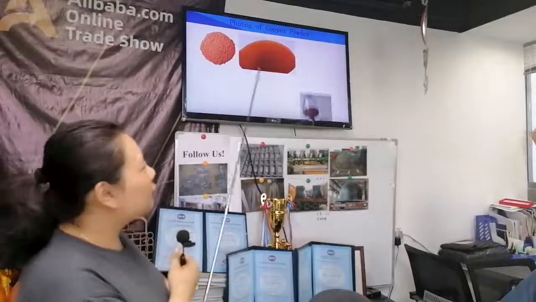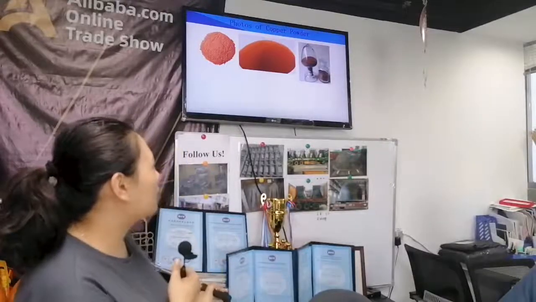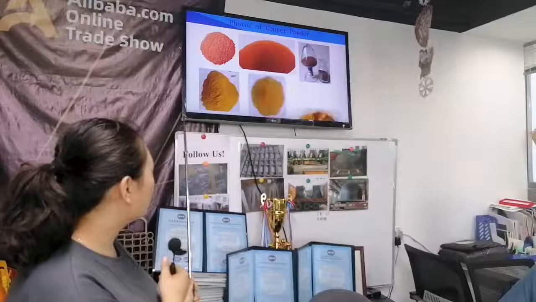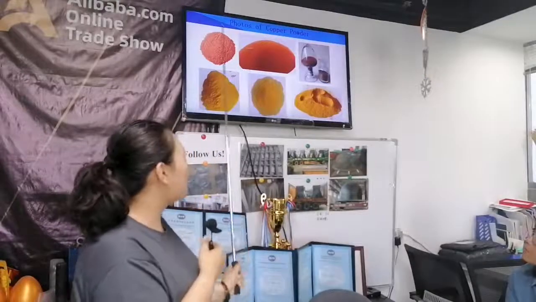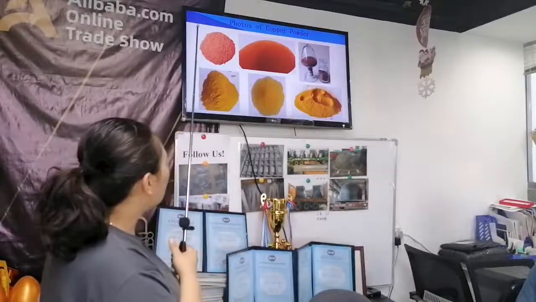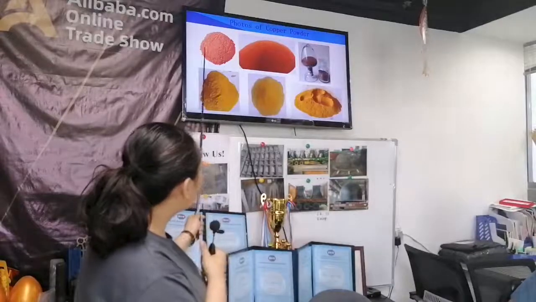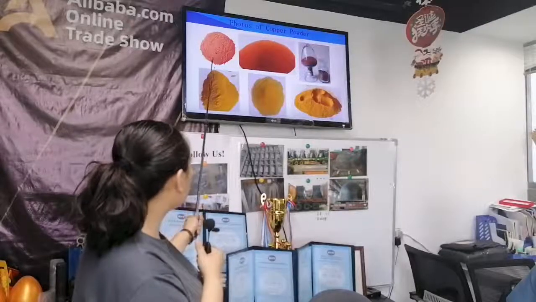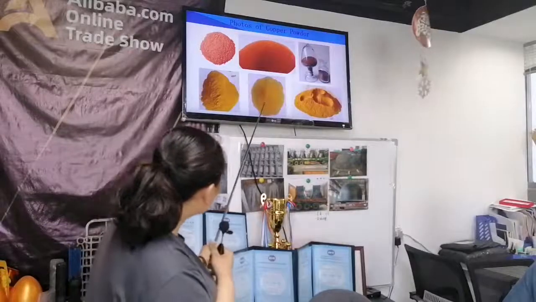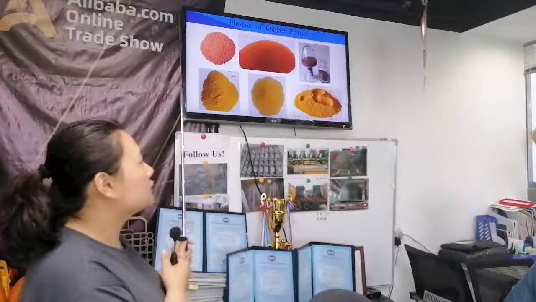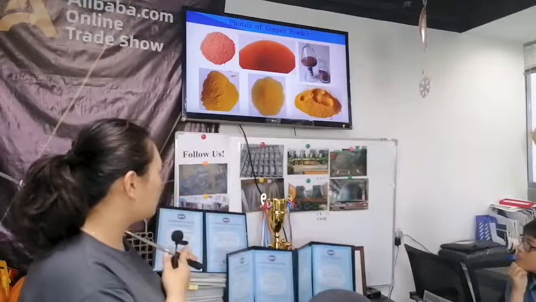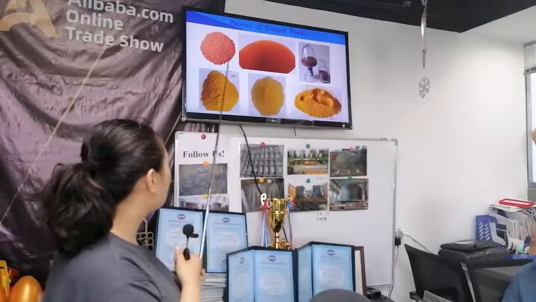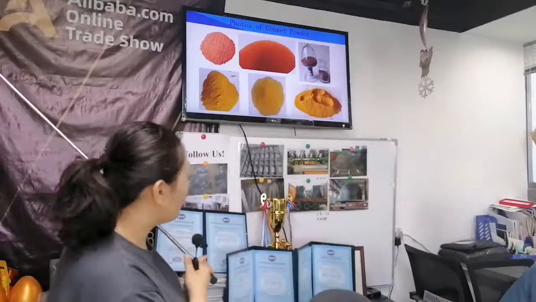Look at the photo of the copper powder. This, and this, all the copper powder. The powder, this big, this small, about 3 million. Nice, small.